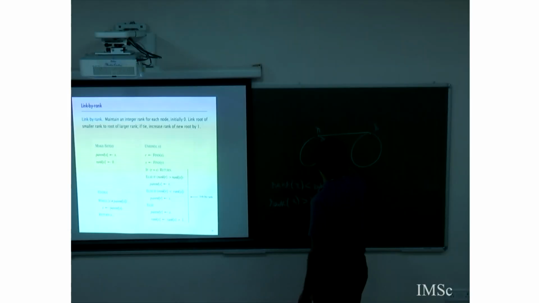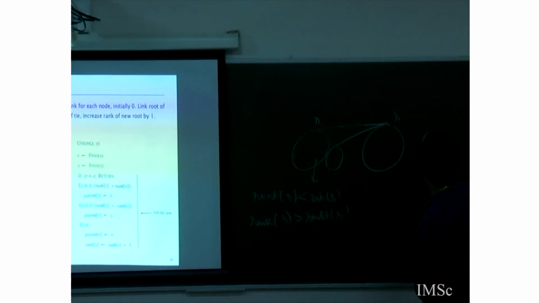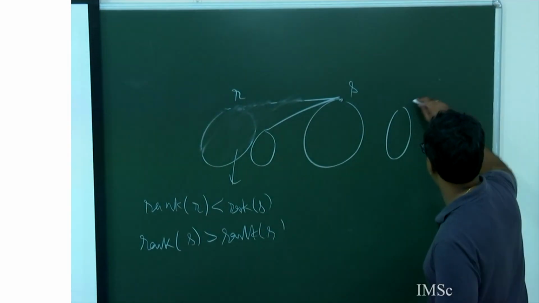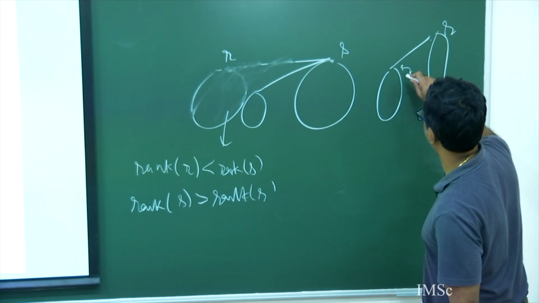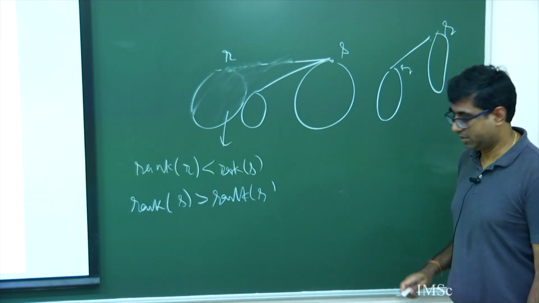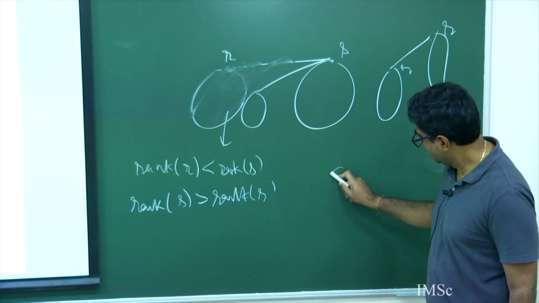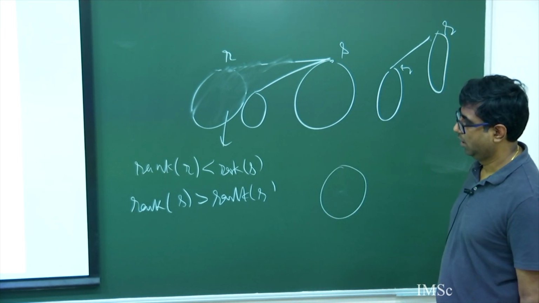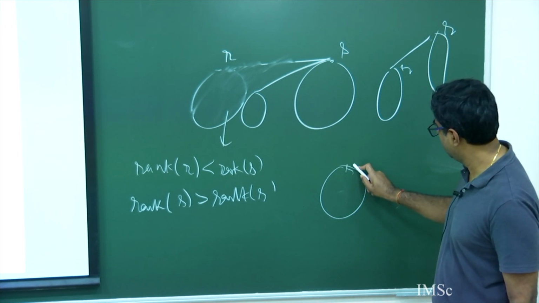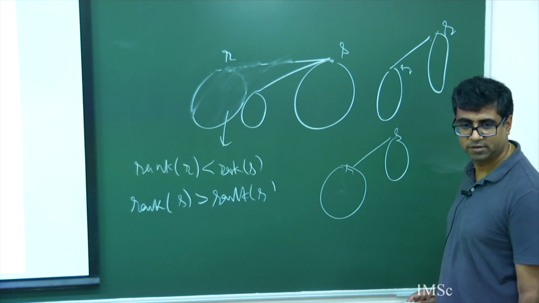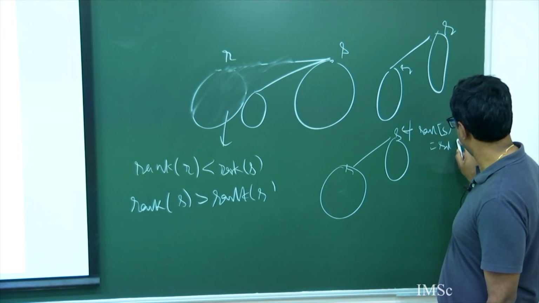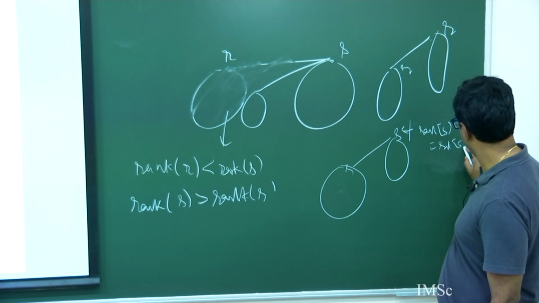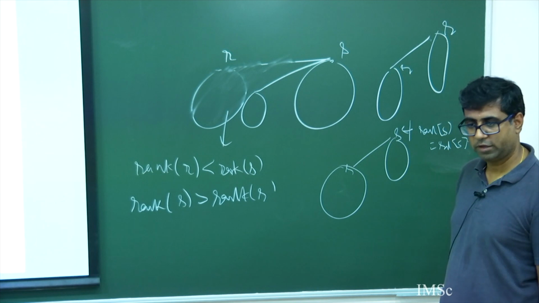Like this is what happens in this case. In this case, what will happen? S will point to something, R will point to something, doesn't matter. But if they have the same rank, what did I do? I took R, made him point to S, but I updated the rank of S to rank of S plus 1.